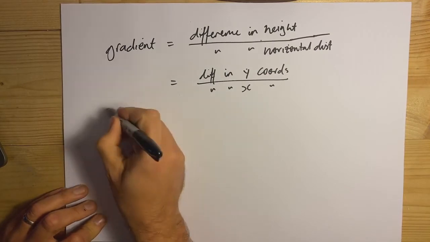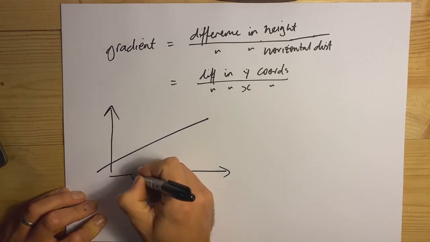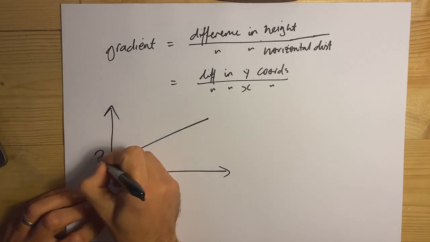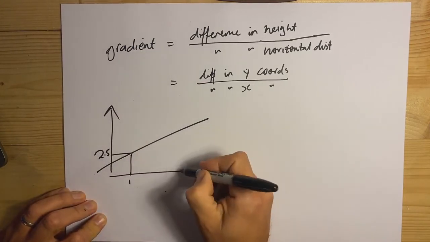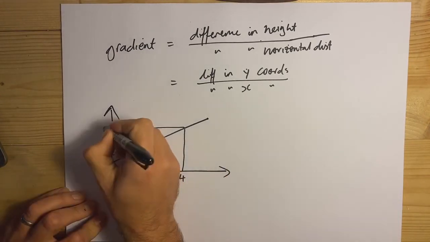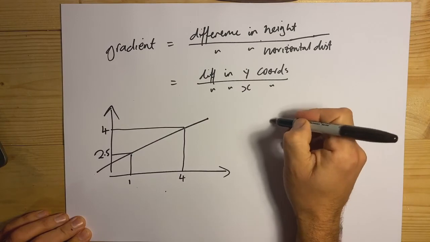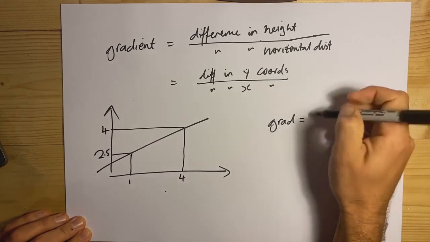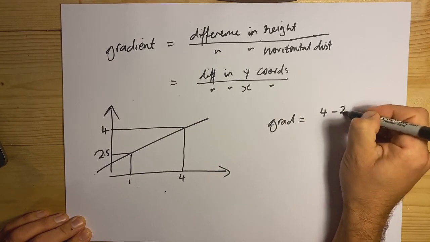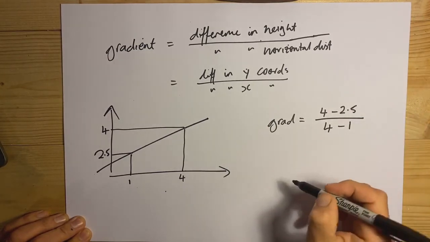So let's take a particular example where we have a line that does something like this, and let's say at x equals 1, the value of y is 2.5. This is not drawn to scale. And then at x equals 4, the value of y is 4. Okay, so if we apply this, we can then calculate the gradient. So the gradient is going to be the difference in y, which is 4 minus 2.5, divided by the difference in x, which is 4 minus 1.